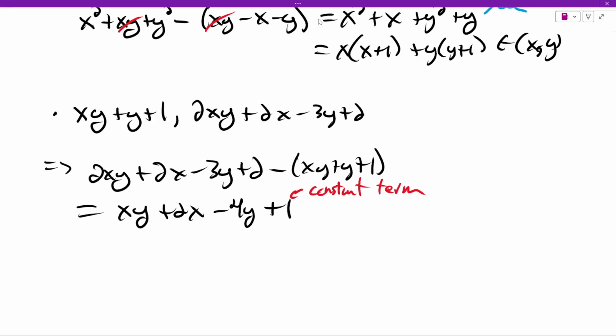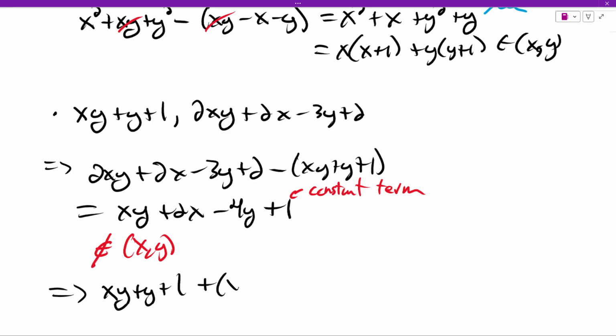So since we have a constant term, this is not going to be in the ideal generated by x and y, which is okay. I don't know why I'm using red for that. It's not like a bad thing by any means. It's just not in that ideal. So we learn from this that xy plus y plus 1 is not congruent to 2xy plus 2x minus 3y plus 2 modulo the ideal generated by x and y.